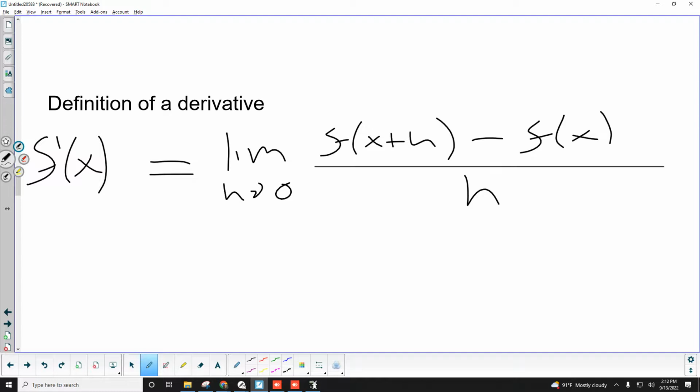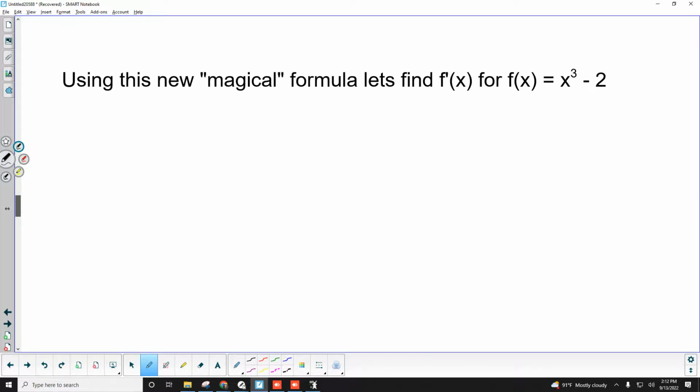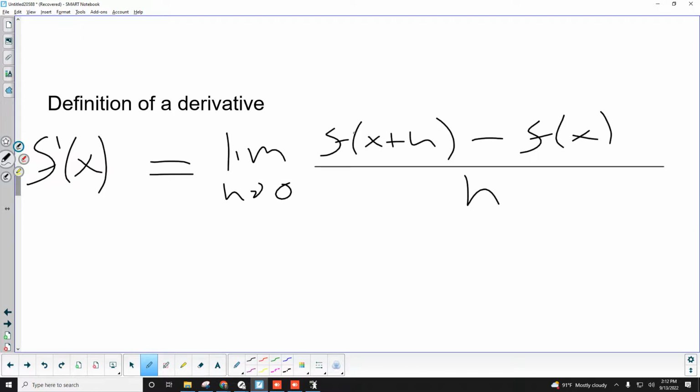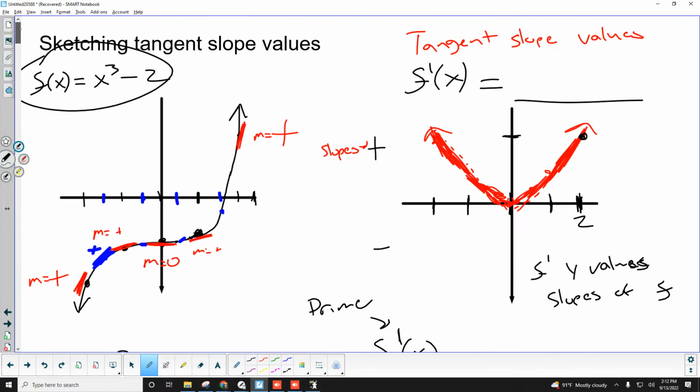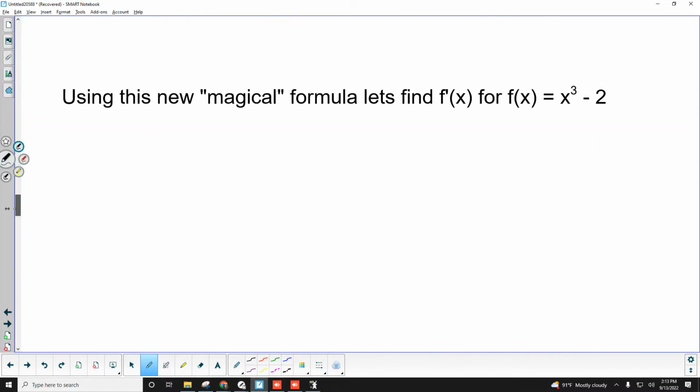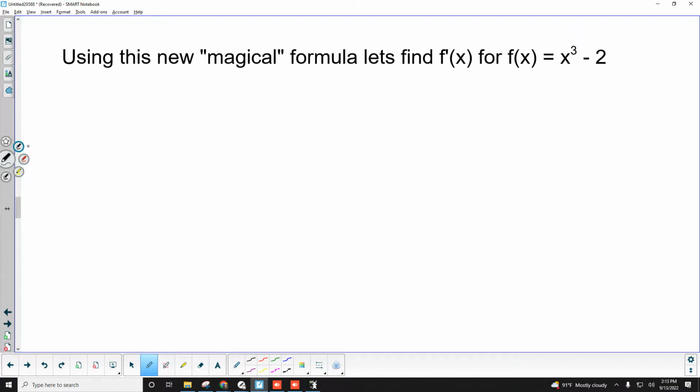Sweet. Let's try it out. Now, we know what we should end up with, kind of. Like, this is a U. What kind of equation is a U? Quadratic, some sort of x squared, right? So guess what? We kind of know what we're going to be, like some sort of x squared. But Newton's like, I bet you this magical formula will give me the exact formula, not just guessing.